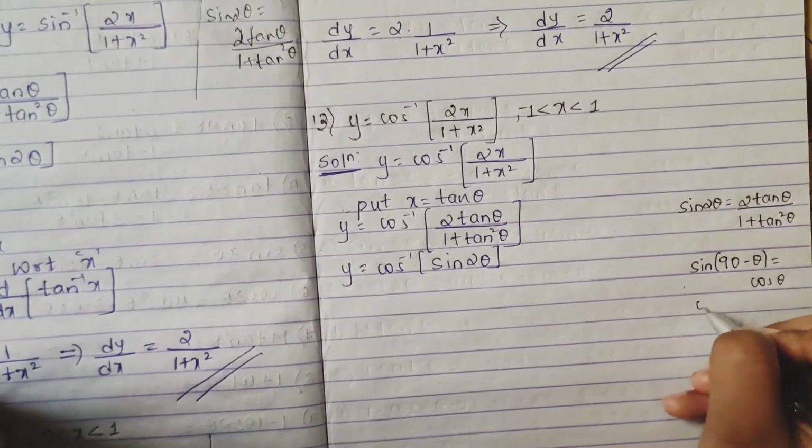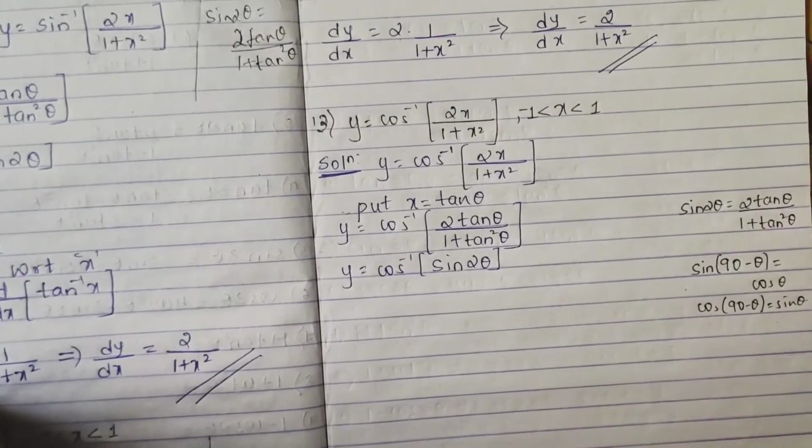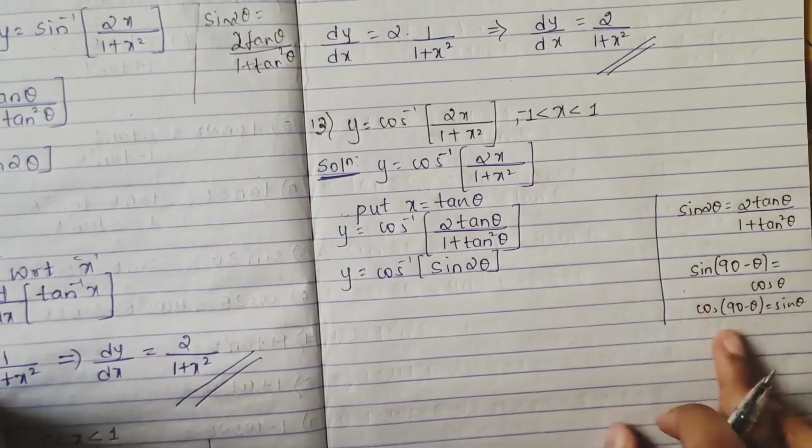Cos theta. Cos 90 minus theta is equal to what? Sin theta. Yes, you have learnt this. These we call complementary angles, right? This is our complementary angles.